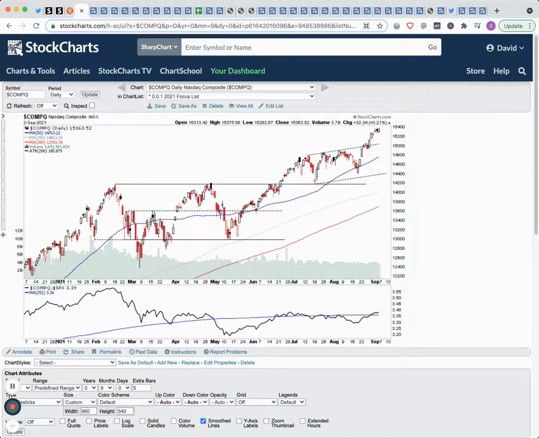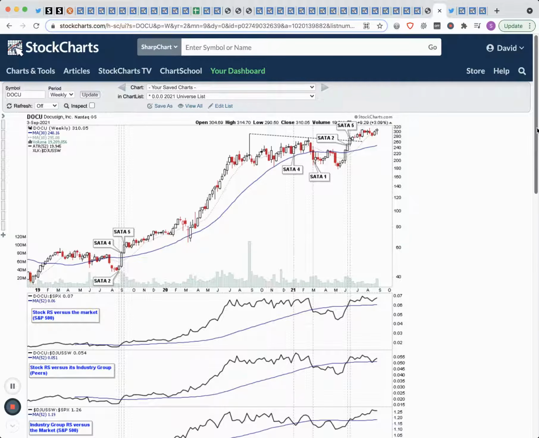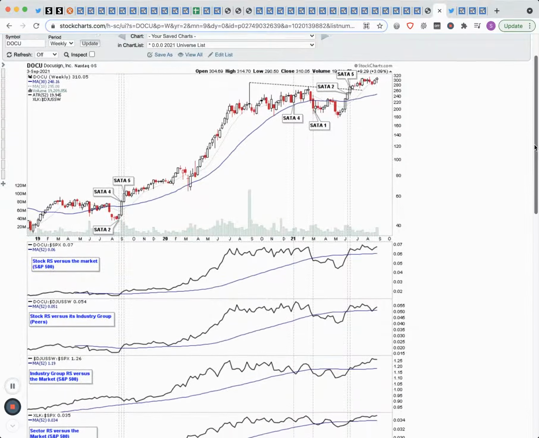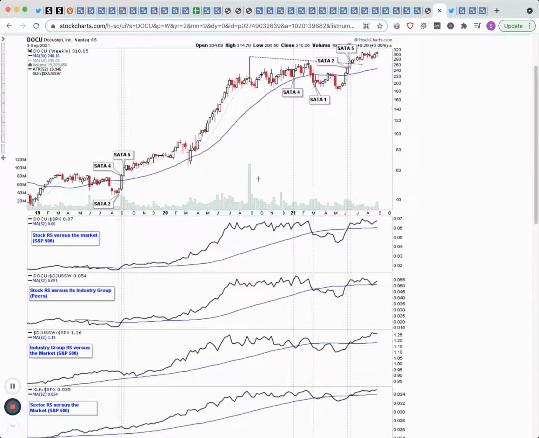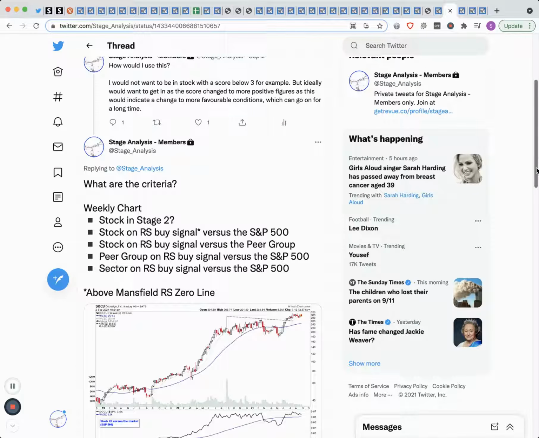And then I'm also on this video going to go into something new that I've created, which is called the Stage Analysis Technical Attributes, which is the SATA score. So it's based on relative strength of individual stocks. So I'll quickly show you this. So this is the SATA chart. So what is SATA quickly?